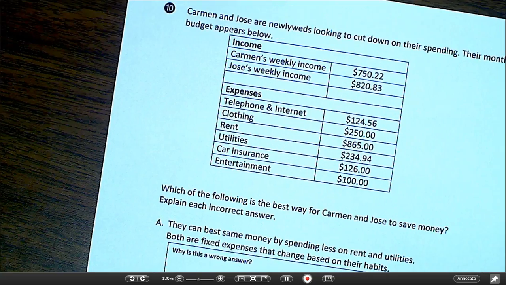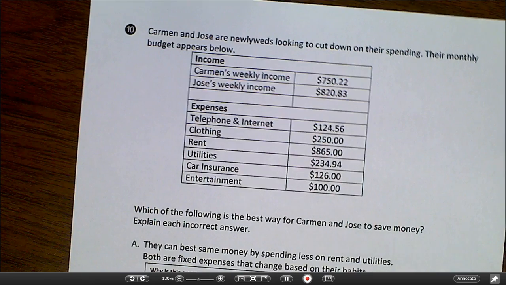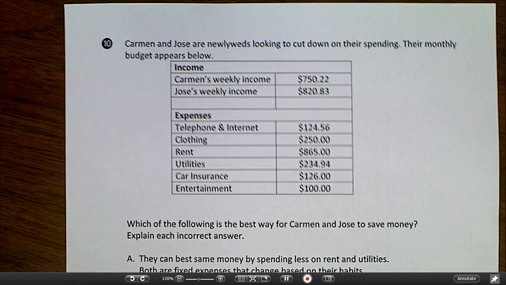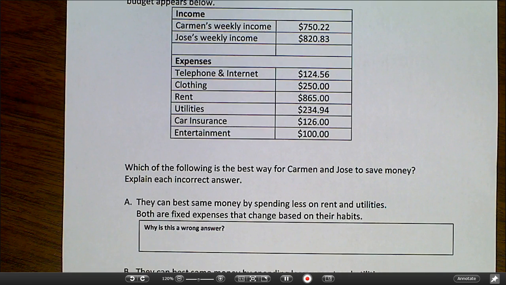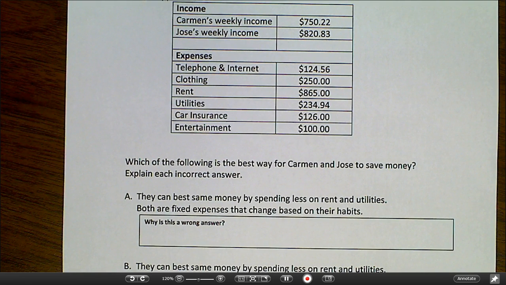All right, so let's flip over to the very last one, number 10. Carmen and Jose are newlyweds looking to cut down on their spending. Their monthly budget appears below. Which of the following is the best way for Carmen and Jose to save money? And then explain each incorrect answer. So explain why each one is wrong, except for the right one, which is right.